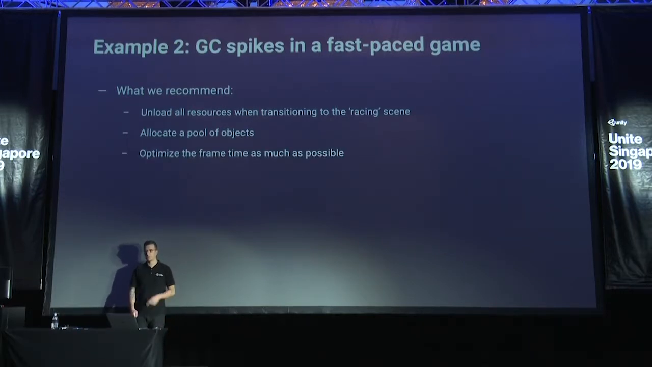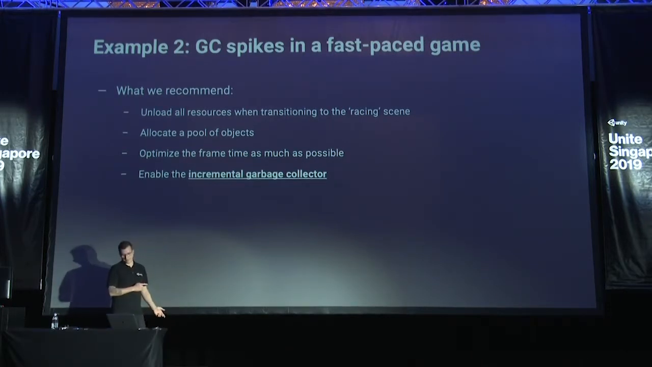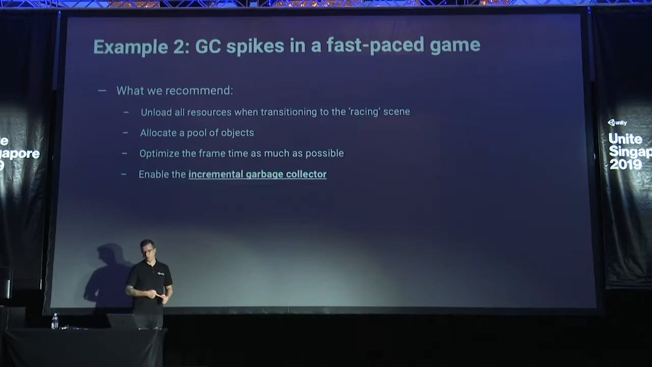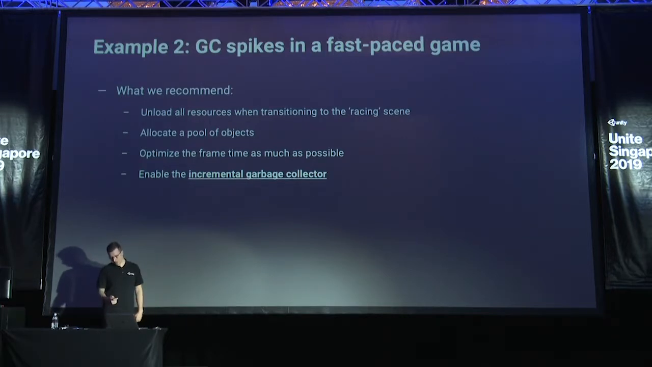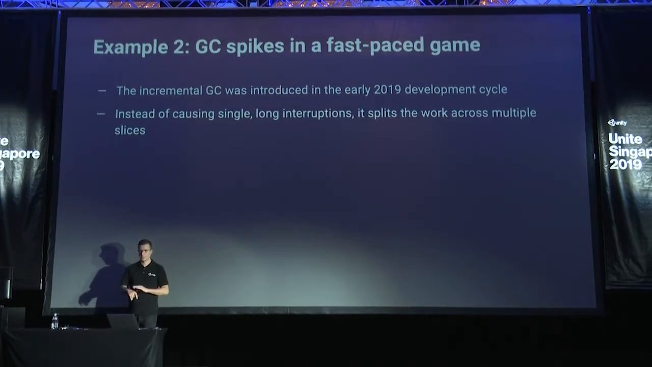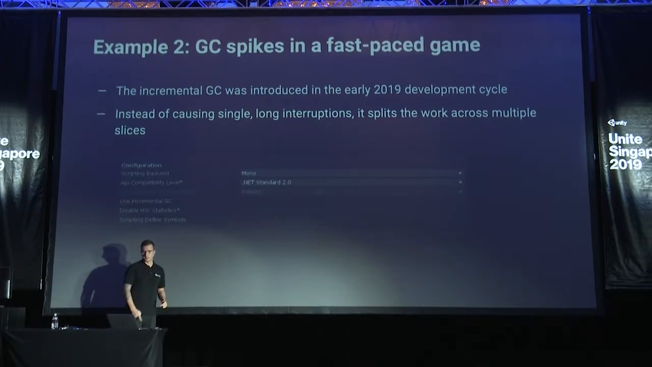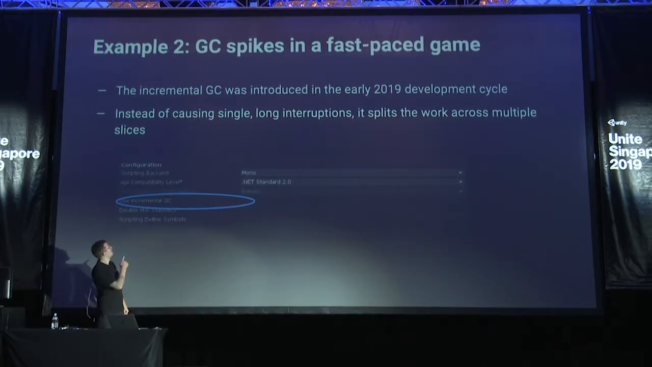We also want to optimize our frame rate as much as possible. And finally, with Unity 2019.1 and 2, we can enable incremental garbage collection. This feature is not enabled by default, but basically what it will do is allow you, instead of cleaning all the garbage in one frame, to spread the work across many frames. And you can enable it right here in your project settings. Use incremental GC.